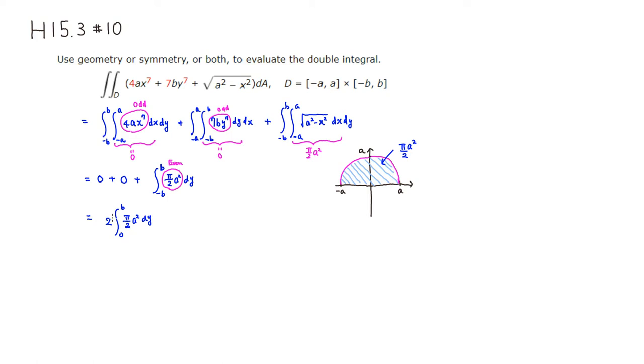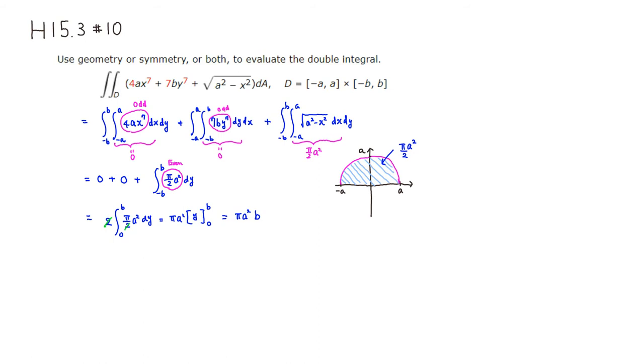Then we can cancel the 2 on top and the 2 on the bottom, and the pi a squared is just a number, so I'm going to pull those out. Then the antiderivative of 1 is y, going from 0 to b. So this gives us pi a squared, plug in b minus 0, so it's just b. So pi a squared b is the answer.